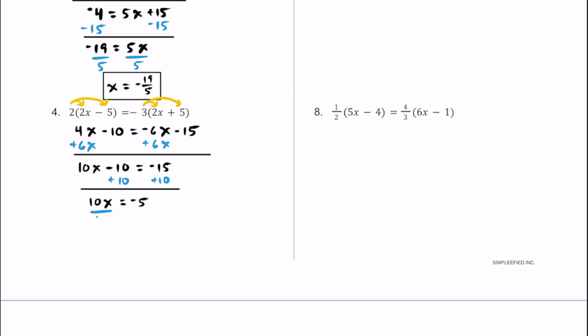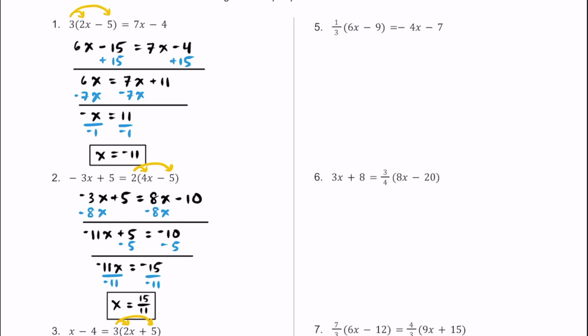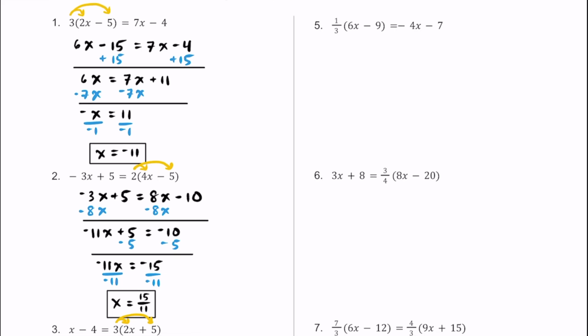One final step, let's divide both sides by positive 10, so we're going to get 1x or just x. And on the right side, negative 5 divided by positive 10 is going to equal a negative 1/2. So x equals negative 1/2 would be the solution to this equation. Here's number 5.